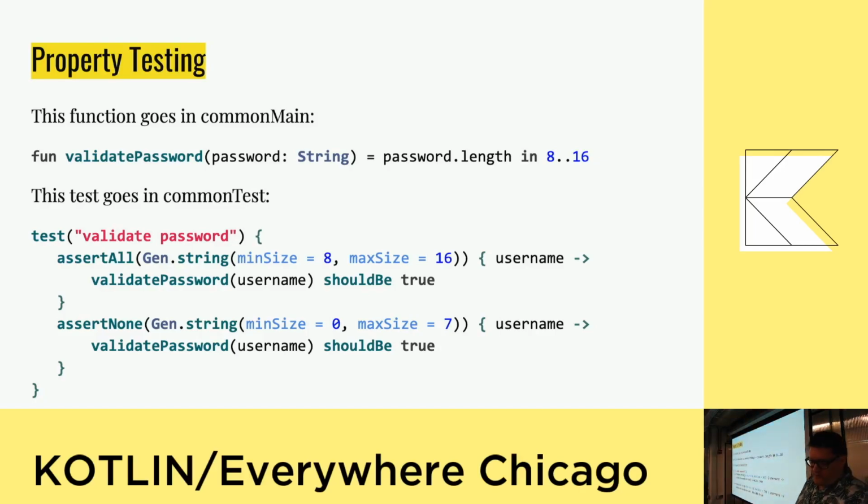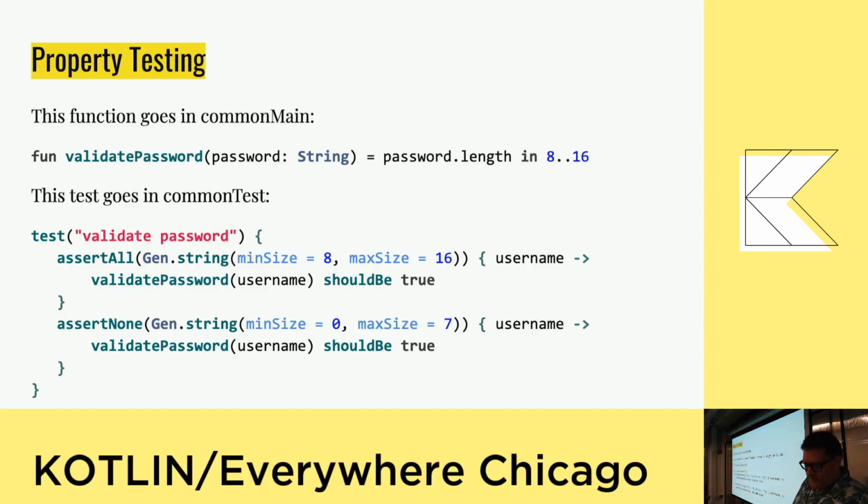And the property test function assert all will do this. What it will do is run that test inside the lambda 1,000 times by default, and it will use the string generator, gen.string, to actually generate strings of length between 8 and 16. And those generated strings will include tabs and carriage returns and Unicode characters and all the things that we probably forget to test if we're doing it by hand.